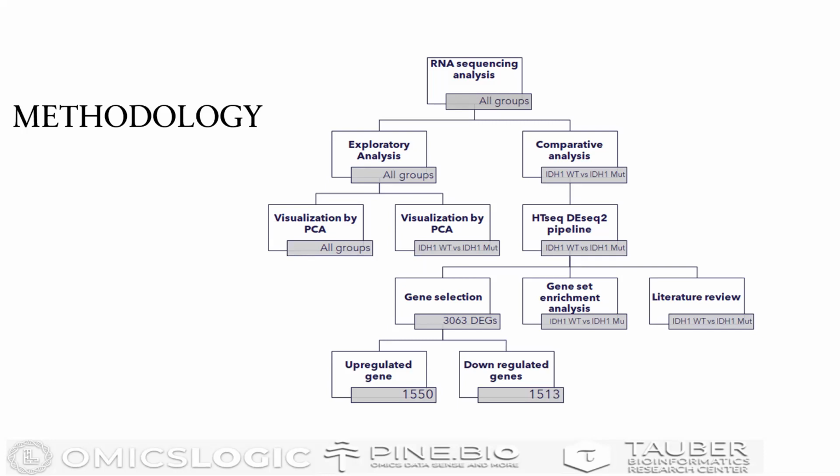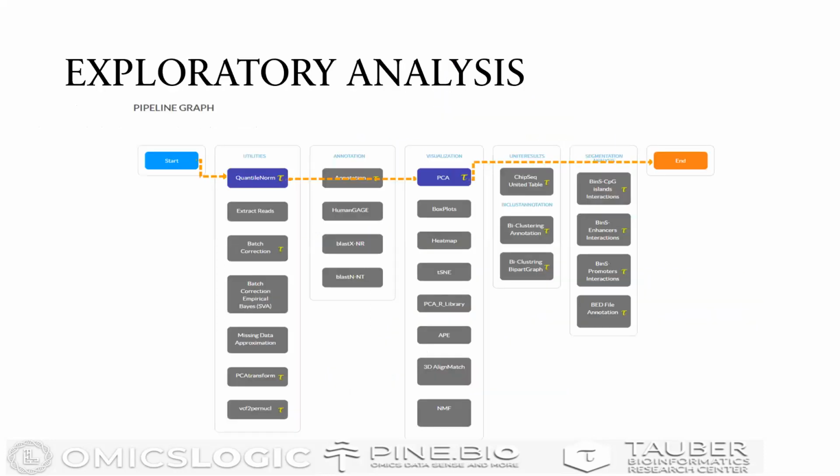The supplementary file that I obtained consisted of DESeq normalized data. So in order to analyze my data in a better way, I performed exploratory analysis first on all the data and then particularly in groups consisting of IDH1 wild type and IDH1 mutant type. Then I ran the DESeq2 pipeline to obtain significant genes. This was the pipeline I followed for my exploratory analysis.